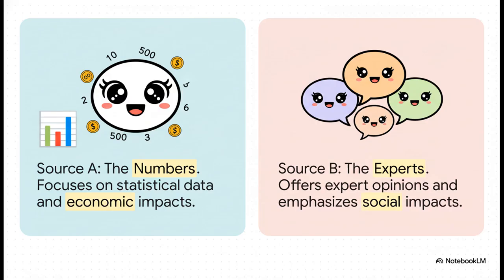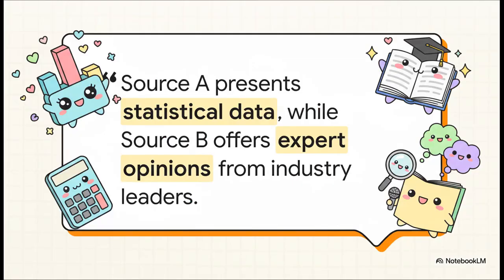Let's make this feel a bit more real. So imagine you've picked your first pair of sources. Source A is all about the numbers. We're talking hard data, economic impacts. But source B, well, source B brings in the human side of things. It's full of expert opinions and focuses on the social consequences. And look how simple your summary can be. You really don't need to overcomplicate it. Just one clear sentence that nails the core difference between them is all it takes. This shows that you totally get the fundamental contrast between your sources.